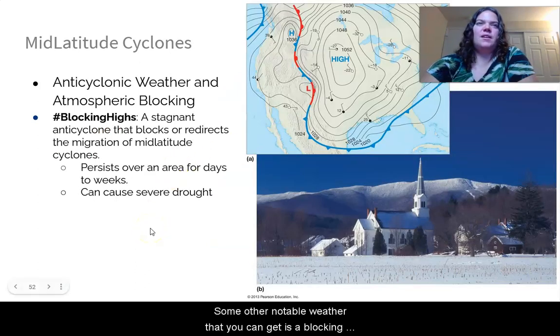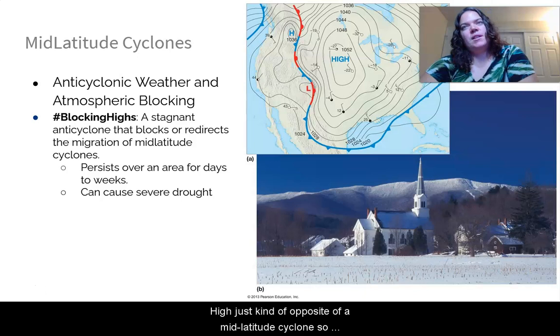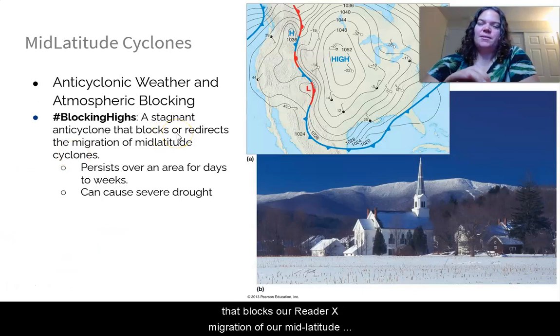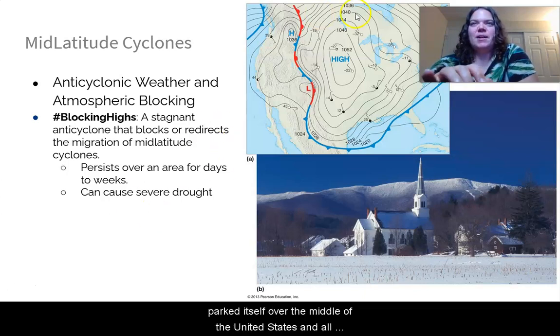All right, some other notable weather that you can get is a blocking high. This is kind of opposite of a mid-latitude cyclone. So blocking high, really strong high pressure anticyclone that blocks or redirects migration of our mid-latitude cyclones for days or weeks. So it just sits there. This one parked itself over the middle of the United States, and all the lows have to travel around it because it's really, really strong.